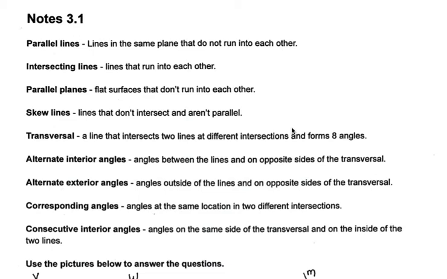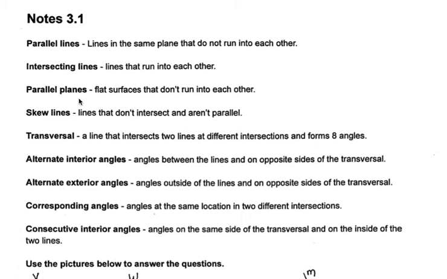Looking at the first section of chapter 3. All right, we got a bunch of terminology here for you. Parallel lines, lines in the same plane that do not run into each other. Good examples like railroad tracks. Intersecting lines, lines that run into each other. So anytime you think about an intersection when you're driving, that's just two roads that run into each other. Okay, that's what intersecting lines are.